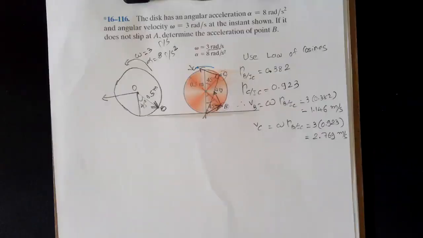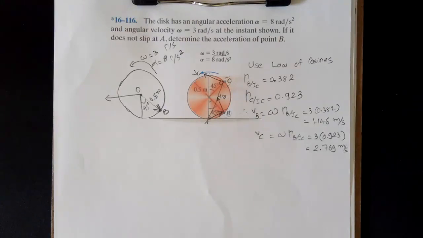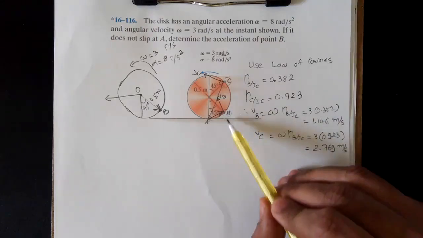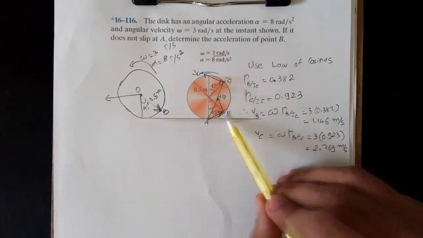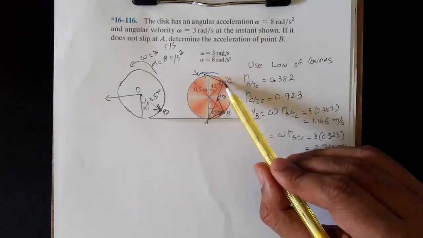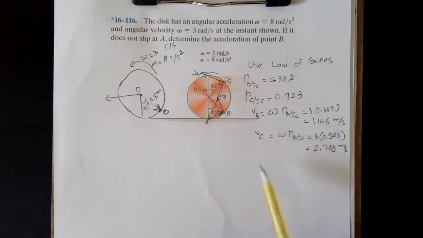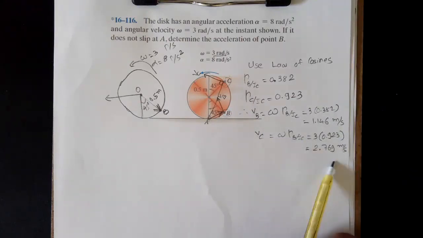So now we will do the next problem from chapter 16, in class exercise 4, problem number 16.116. I have asked you to calculate the velocity of point B and point C using instantaneous center of zero velocity in the previous class, and I hope you have done that. If you have done it, you can compare your answers with my answers.